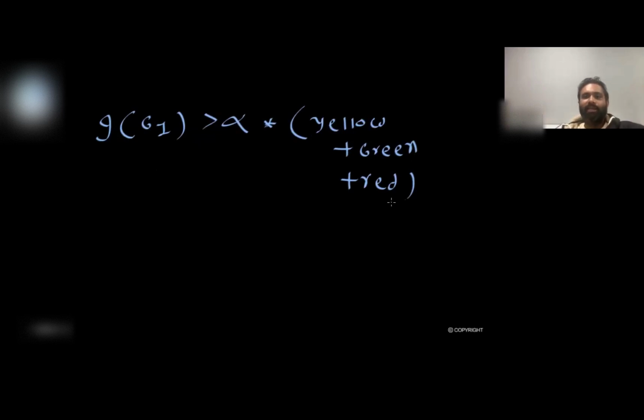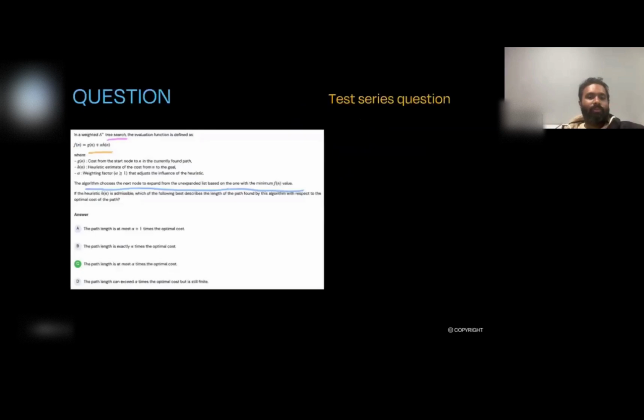So my argument is, if the Fn you are considering is Gn plus alpha times Hn, then whatever path you get will be at most alpha times the optimal path. Any doubt? So Gn should always have more priority than Hn for the optimal path. Yes, correct. That is the thing, if you want to find the optimal path.